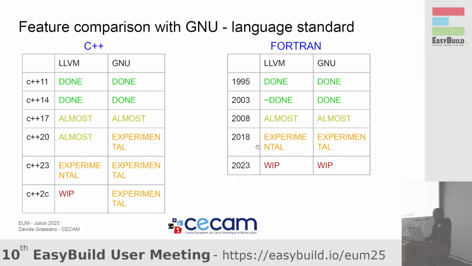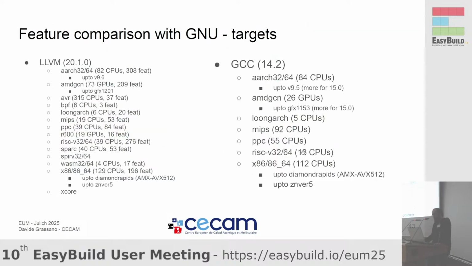And for the 2008 standard, they both are still missing like 5 to 7 features to implement, and the 2018 and 23 are still very much experimental.